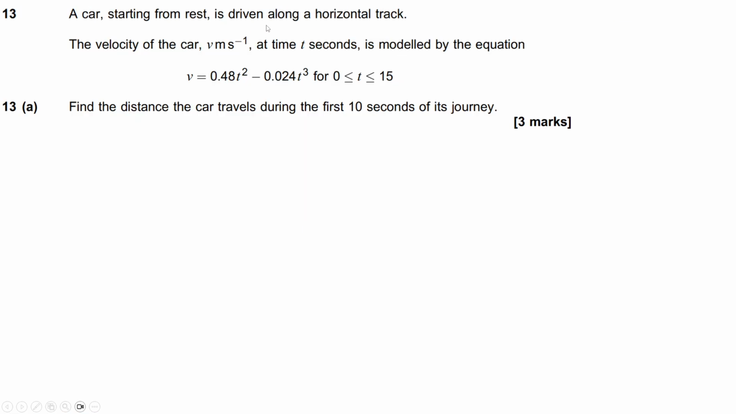A car starting from rest is driven along a horizontal track. The velocity of the car is this. It's modelled by this. Find the distance the car travels during the first 10 seconds of its journey.